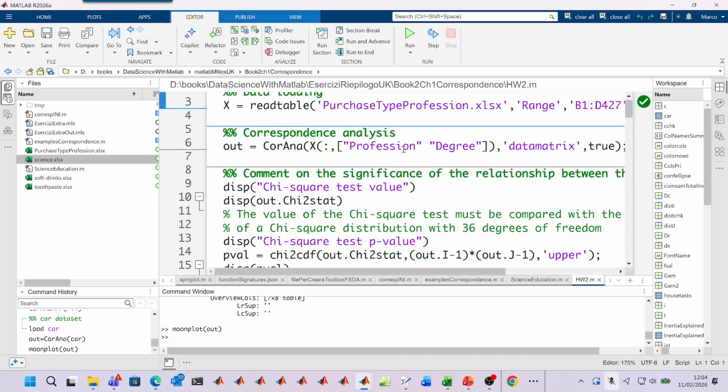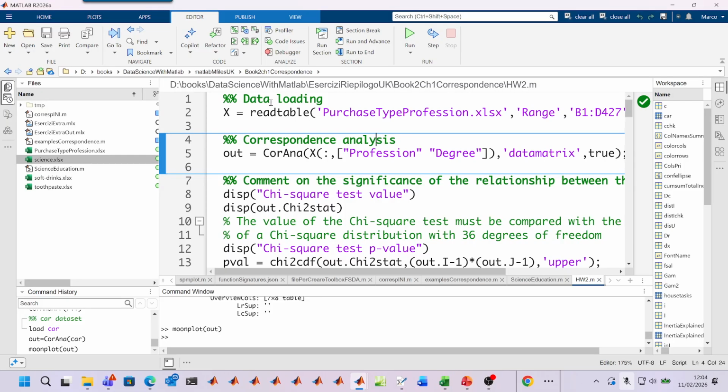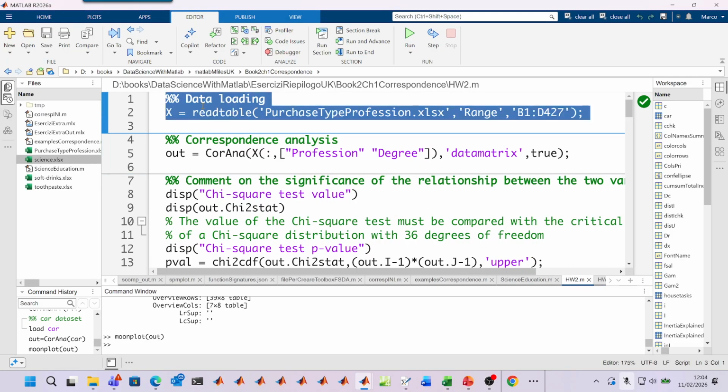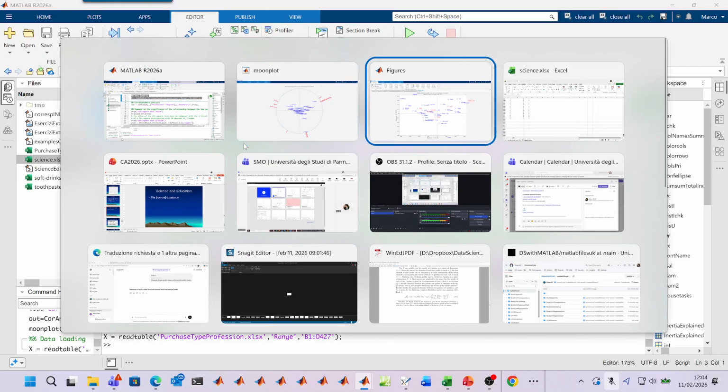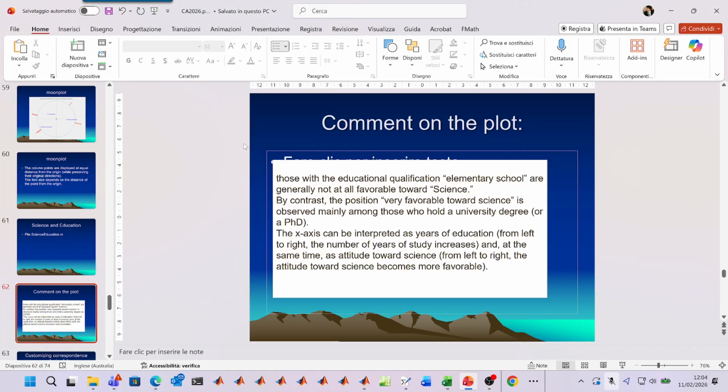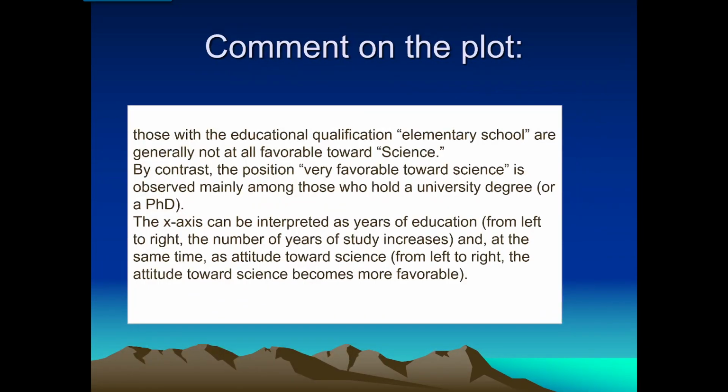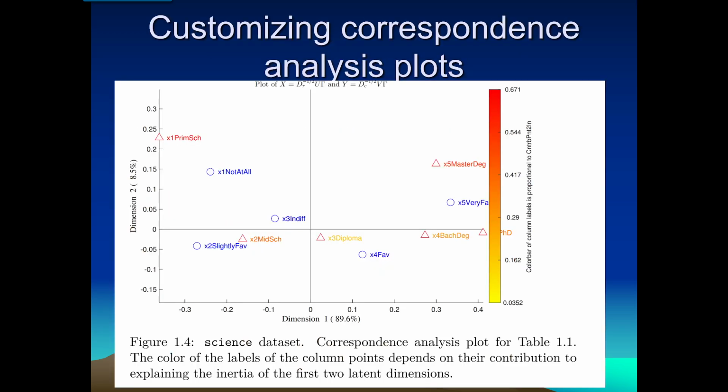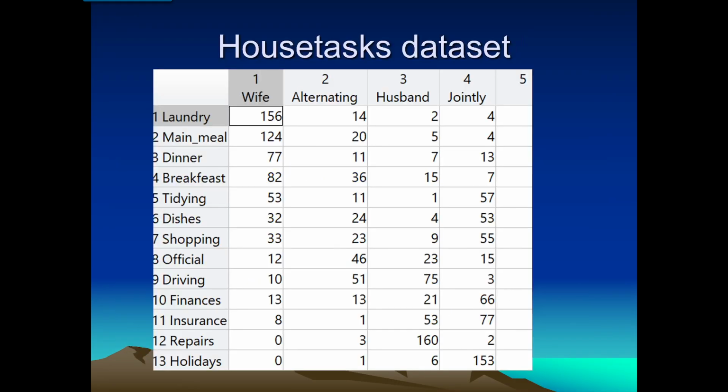Now, let us see purchase type and profession. Let us see another example, or let me see if I wanted to tell you an additional thing. That was the comment on the plot about the example of science and education. This doesn't add anything with respect to what we have just seen. Customizing. Okay, maybe we can do this house tasks dataset.